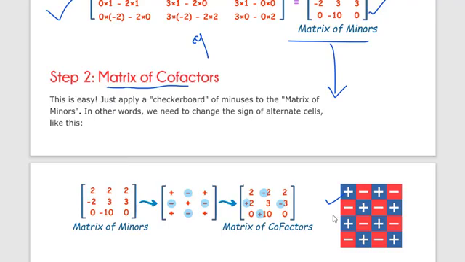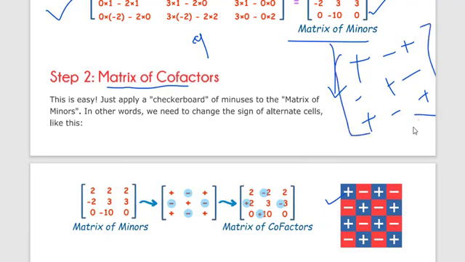Okay, we already did the plus minus signs in the determinant of a 3 by 3 matrix. Plus minus plus, minus plus minus, plus minus plus. We already discussed this step in determinant of matrix. So here also, if you want a matrix of cofactor, then we will transform the matrix of minors with the help of this sign pattern. Plus minus plus, minus plus minus, plus minus plus.